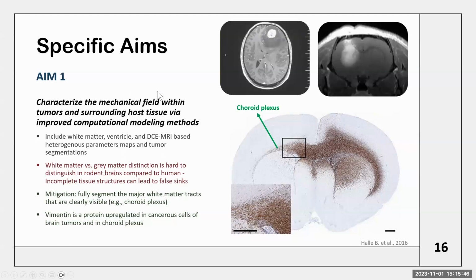However, one of the issues that you might have noticed is that white matter versus gray matter is pretty hard to distinguish in the rodent brain as opposed to the human brain. So we can't see as much of that gray matter, white matter distinction in these images. However, one of the things that we can see very well is this M-looking structure called the choroid plexus. And it's actually been shown that vimentin, which is often upregulated in the tumor, is also either upregulated or migrates along that choroid plexus. So I think it's a good place to start if I can at least segment this tissue specifically and see how including it impacts the mechanical environment.